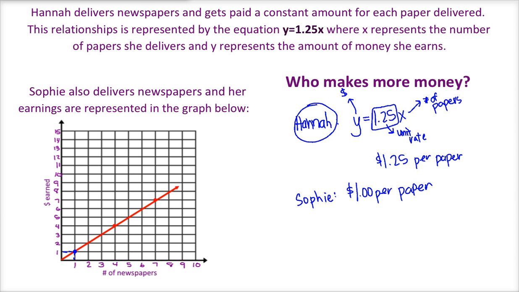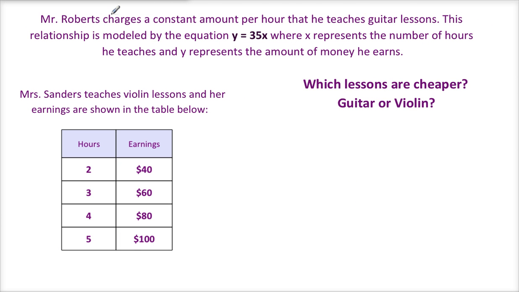Okay, let's do one more example. Mr. Roberts charges a constant amount per hour that he teaches guitar lessons. This relationship is modeled by the equation y equals 35x, where x represents the number of hours he teaches and y represents the amount of money that he earns. Mrs. Sanders teaches violin lessons and her earnings are shown in the table below. So now we are comparing an equation and a table. Which lessons are cheaper, guitar or violin?